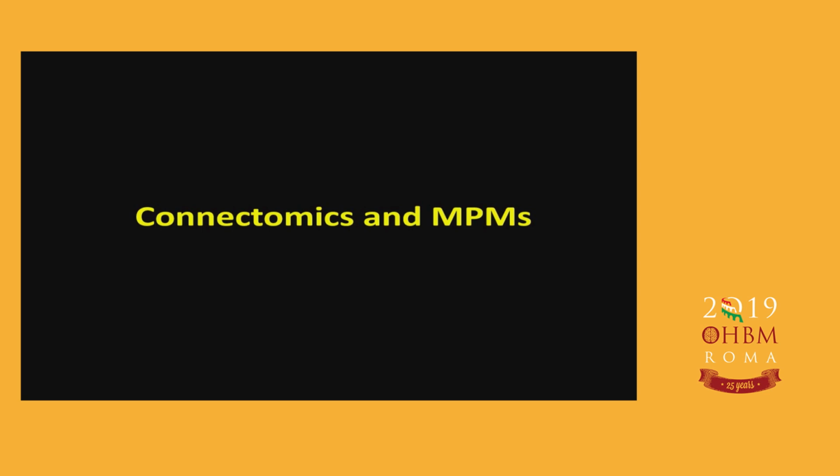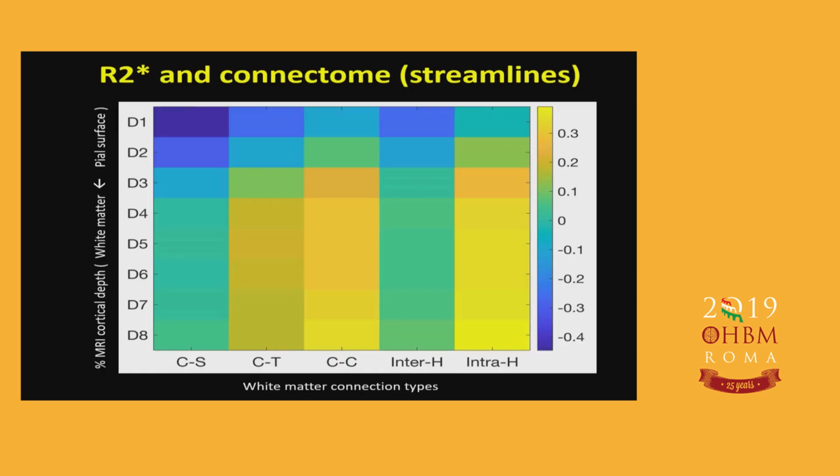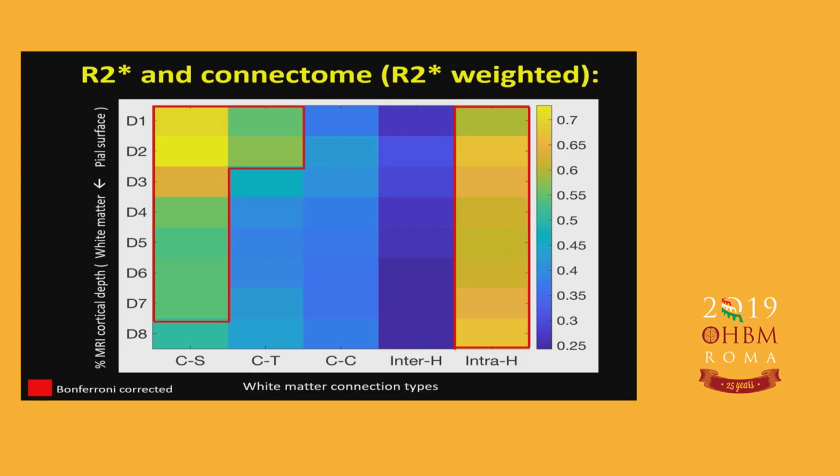For the connectomics, I split white matter connections up into corticostriatal, corticothalamic, corticocortical, interhemispheric, and intrahemispheric. And again, I looked at correlations across the depth of the cortex. We don't see any Bonferroni corrected significant correlations here for these white matter connections, and this is when we weight by streamlines. However, if we weight the white matter connections by R2 star, looking at R2 star in the white matter and R2 star across the cortical depth, we begin to see correlations with corticostriatal and intrahemispheric connections, up to 0.7, so very highly correlated.